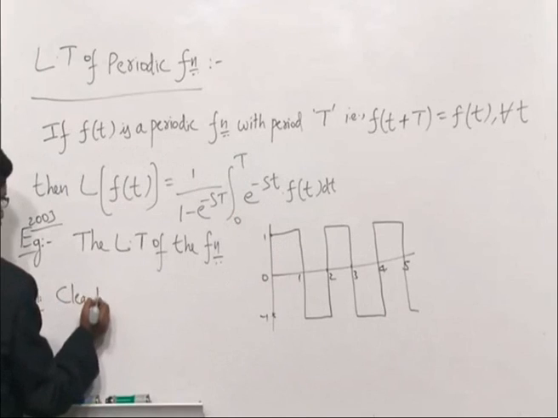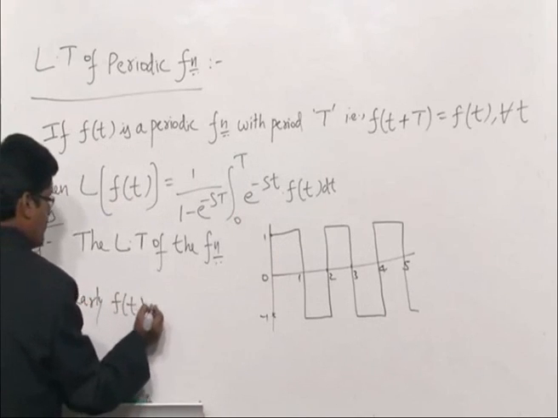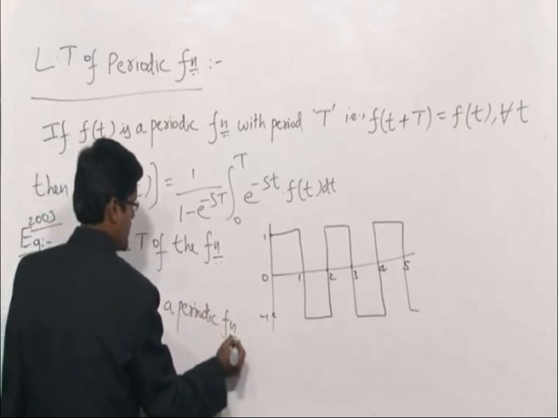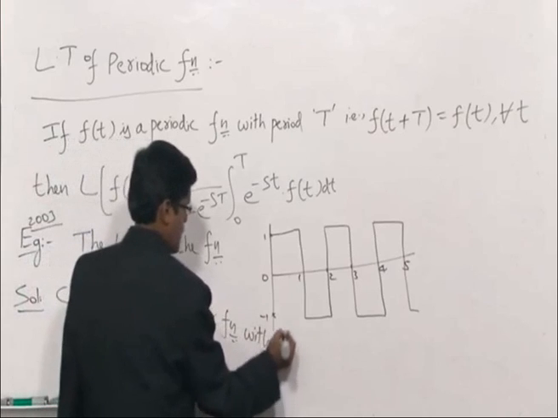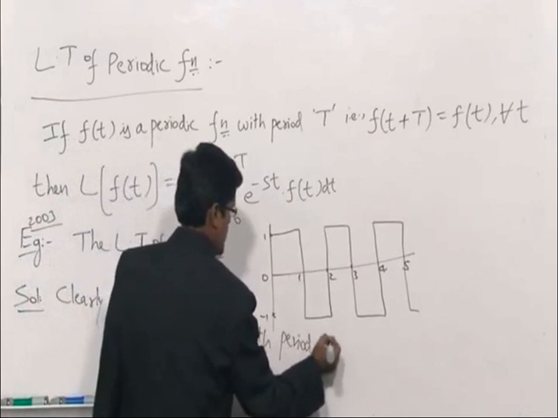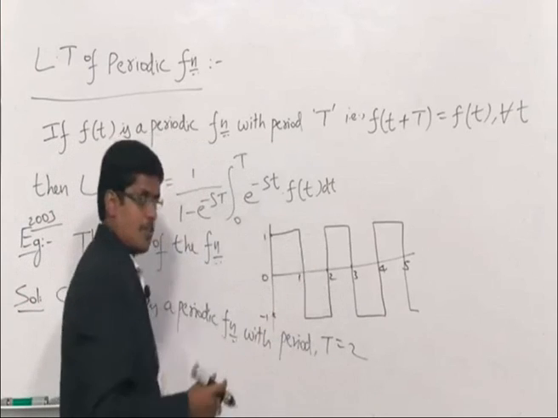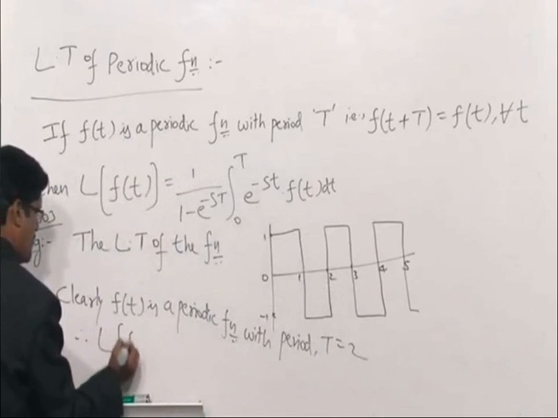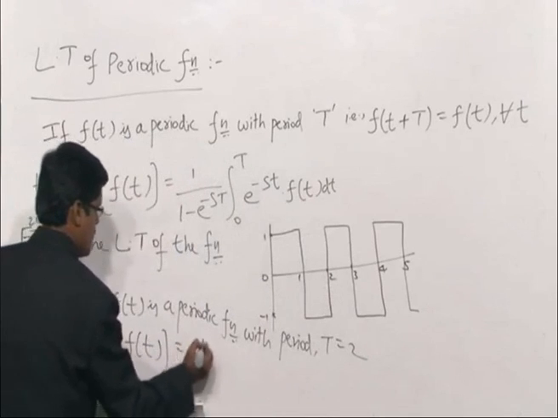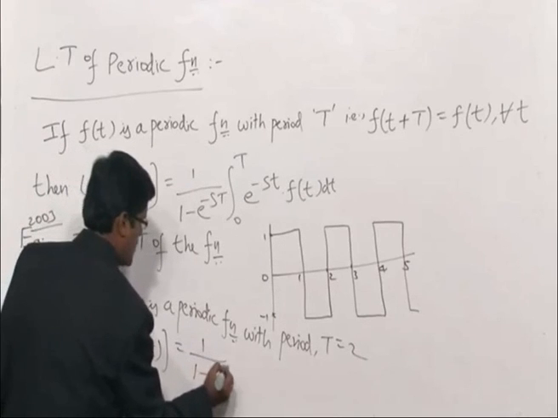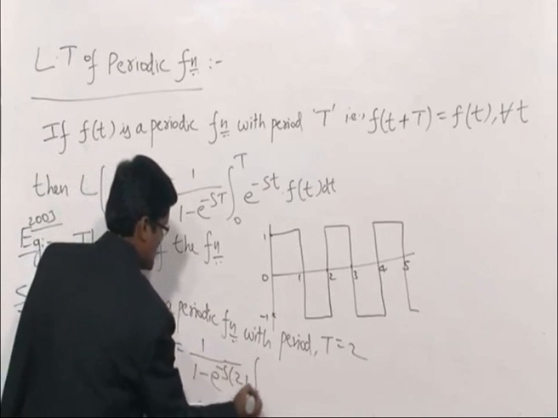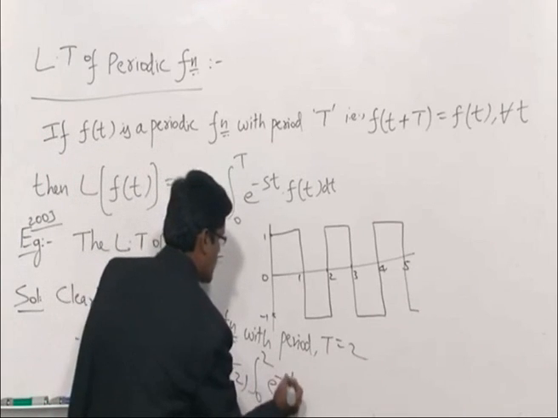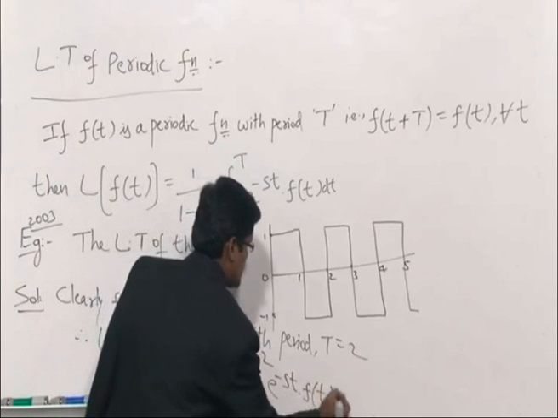Solution. Clearly f of t is a periodic function with period capital T equal to 2: 0 to 2, then 2 to 4 it is repeated. Therefore, L of f of t is equal to 1 over 1 minus e power minus s into the period, which is 2, integral 0 to 2. Just in the above formula put capital T equal to 2, e power minus s t into f of t into dt.